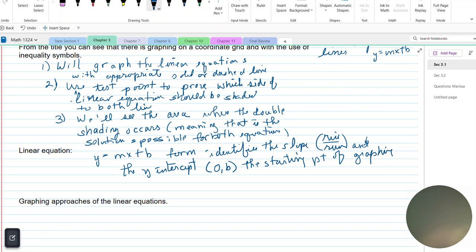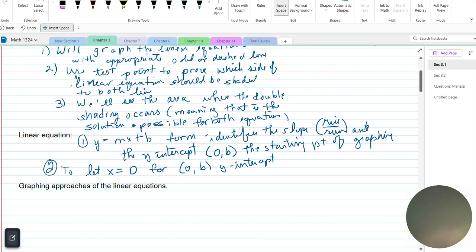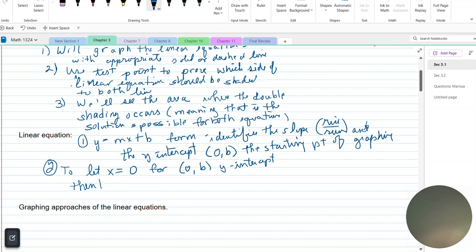Well, if we don't want to do y equals mx plus b for whatever reasons, then the second method is to let x equal 0 for the y-intercept. Then let y equal 0 for the x-intercept. All right, and plot the points, and then graph. So you can see that either way helps you with the linear equation.